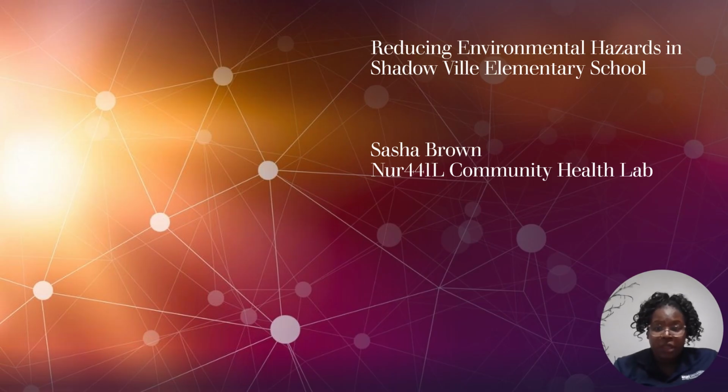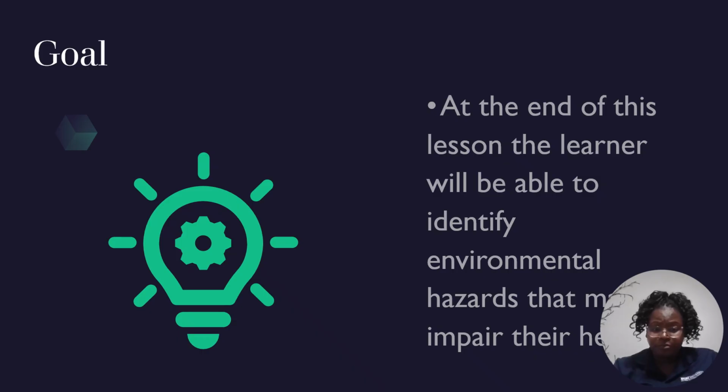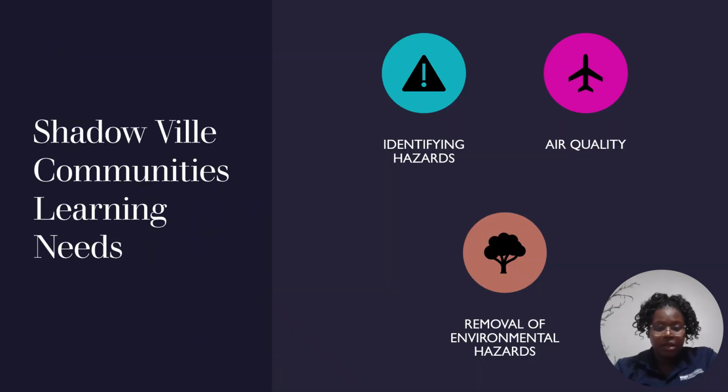So basically, this is going to be a lesson on how we're going to identify environmental hazards within the school. The goal is that at the end of this, the learner, who is you, will have an understanding of environmental hazards and what they can do to impact your health. The Shadowville community learning needs are identifying hazards, air quality, and the removal of environmental hazards.